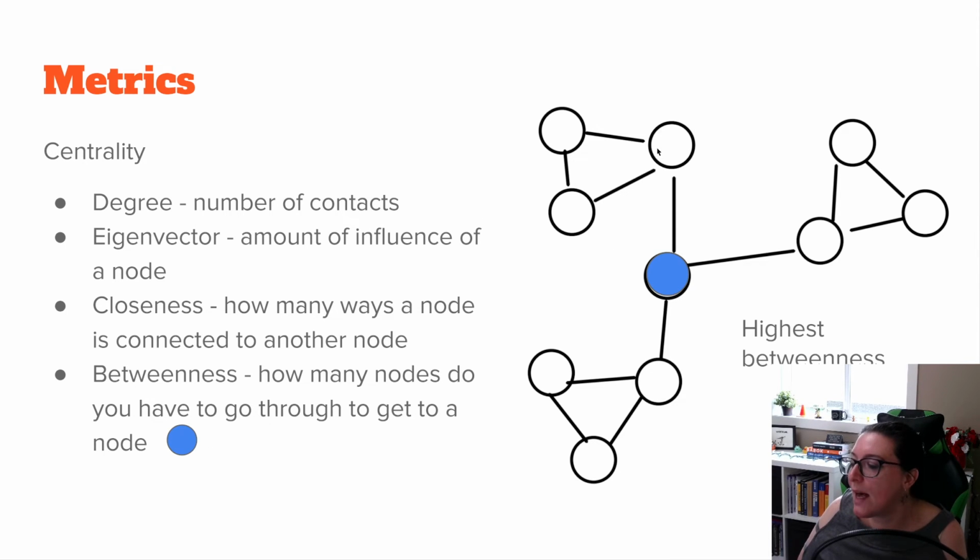So notice that if this person wants to talk to this person, they have to go through the blue dot. If this person wants to talk to this person, they have to go through the blue dot. This person wants to talk to this person, they have to go through the blue dot. So if you have high betweenness, then you're the node that everybody has to go through to talk to any other node. Okay, so we're going to take a look at how we can calculate these in Python.